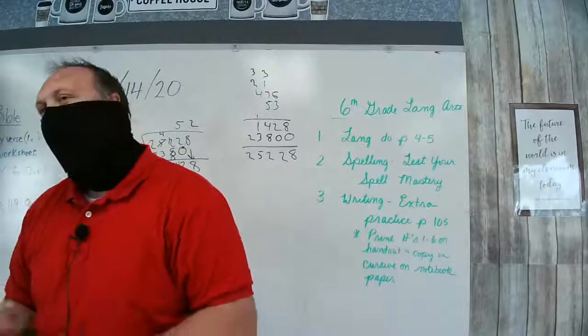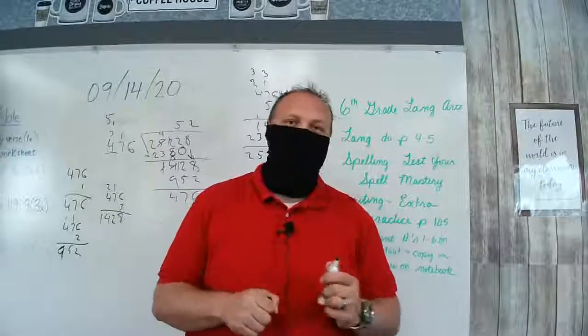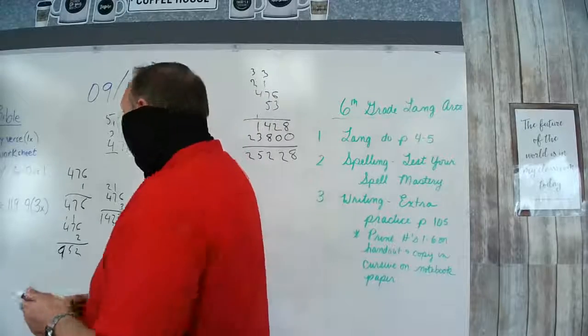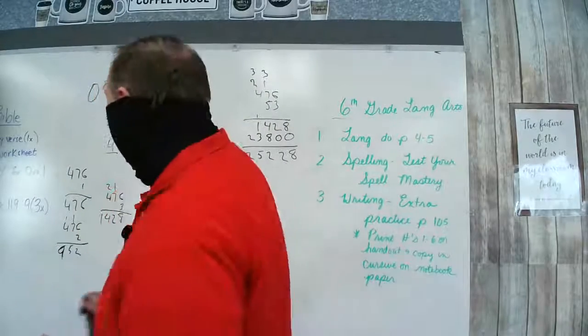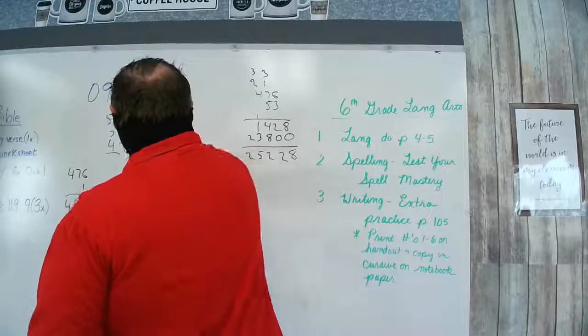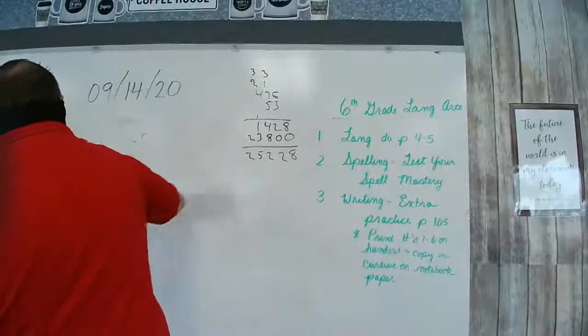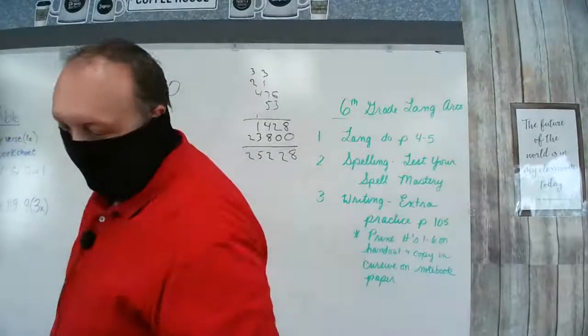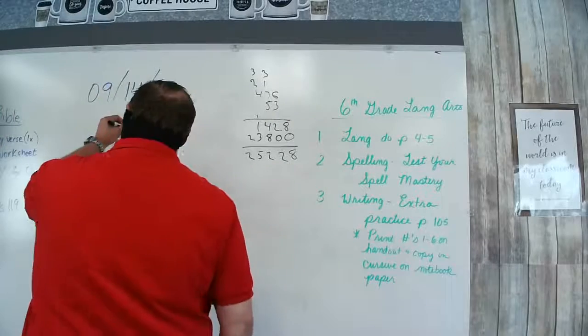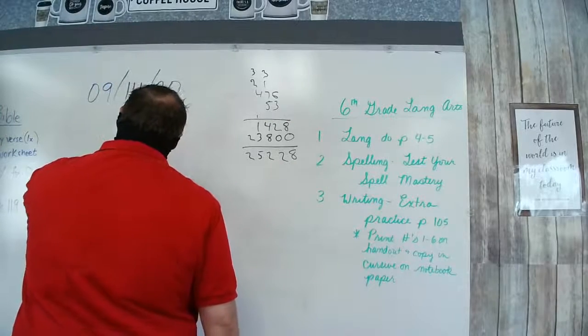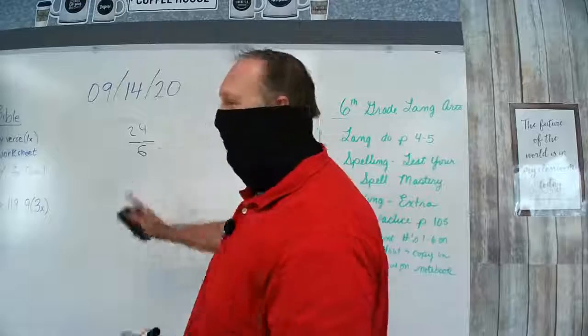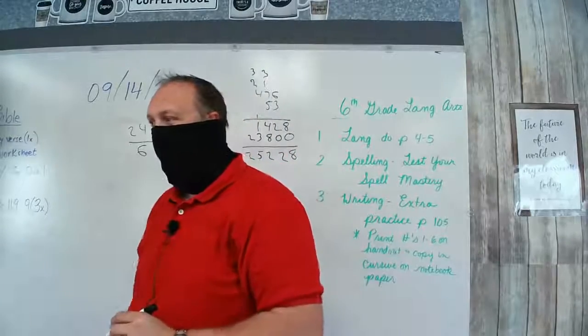Section 7, okay? Another way to write a division problem is to write it as a fraction. The fraction bar means to divide. Okay? So, when they have letter A right here that says 24 over 6, that just means 24 divided by 6. Okay?